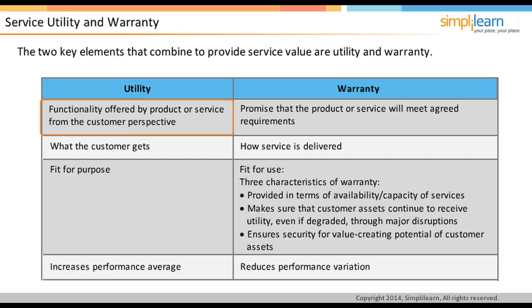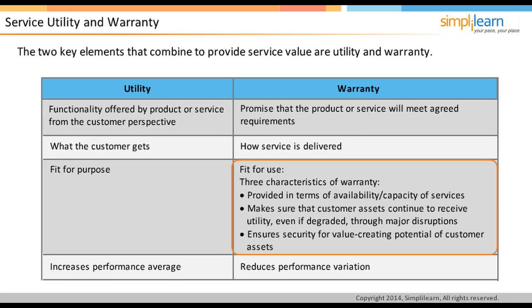Service utility is the functionality offered by the product or service from the customer perspective. Warranty is a promise that the product or service will meet agreed requirements. Utility is what the customer gets, whereas warranty is how service is delivered. Utility should meet the customer needs, that is, it should be fit for purpose. Warranty is the ability of the service to operate reliably, that is, it should be fit for use.